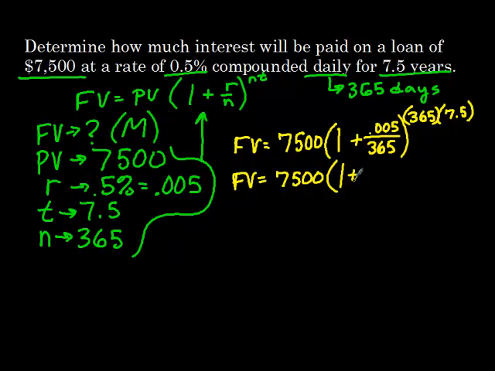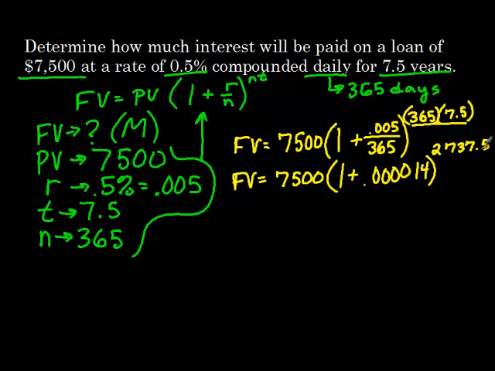First thing we have to do is 0.005 divided by 365. Your calculator will do this problem easily. If you type in 0.005 divided by 365, you'll get 0.000014. It's a really small number. After this, we also want to break down this exponent we have. So we do 365 times 7.5. We will get 2,737.5. So that's our power.